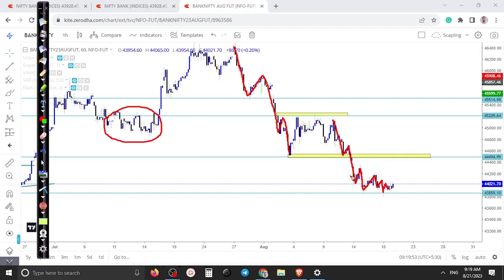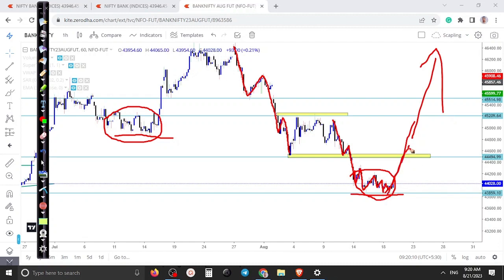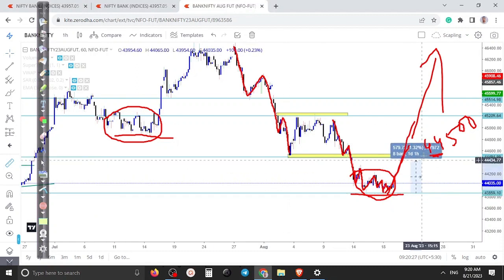The same pattern is forming here also. There was some support, and here also some support. There is a probability of reversing back. I'm not saying it will run like the sky. At least we are expecting the price will pull back to the level of 44,500. That is where we are looking for a buy, because from here to here is almost 600 points. We need to take only 250 points. All right, that is enough.